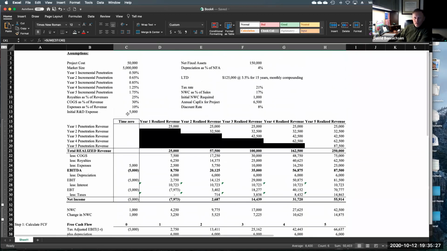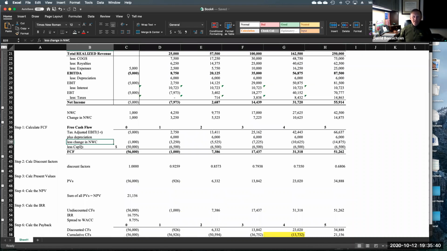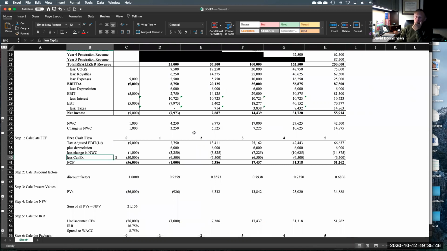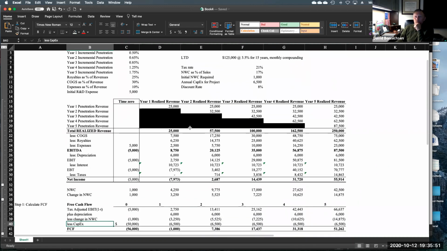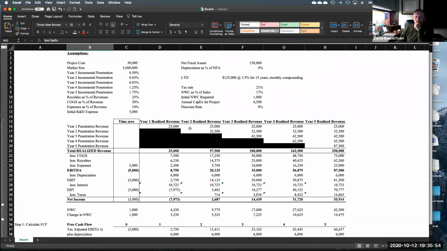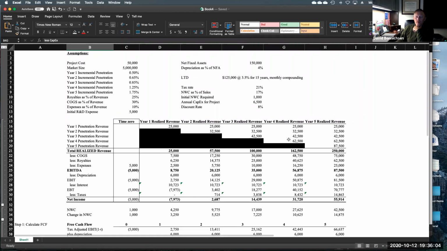But the reason why I went through this next layer of complexity is because now when we start changing gears to the Heritage Doll case, we are going to be bringing in change in net working capital and capital expenditures into the equation. So any other questions about this? Everybody understands the layers of revenue and how the revenue gets realized? Okay. All right.